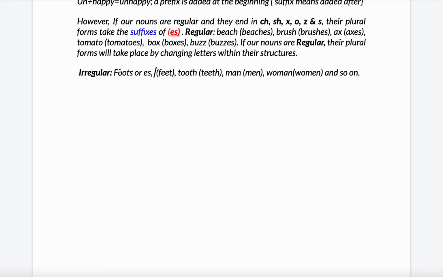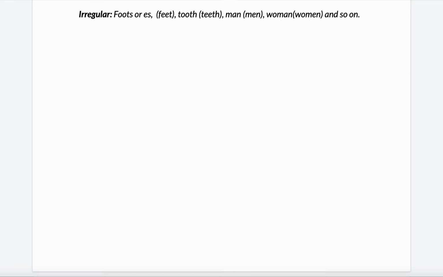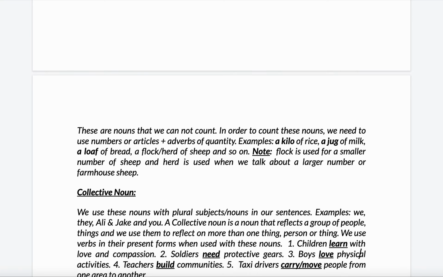Why? Because it's an irregular noun. So the double O becomes double E. Foot, feet. If you talk about one foot, it's foot, but if it's more than one foot, it's feet. Man is one man, but if you talk about more than one man, we put E instead of A, and then the pronunciation changes: man, men, woman, women, and so on. So this was the regular form of our plural thing.